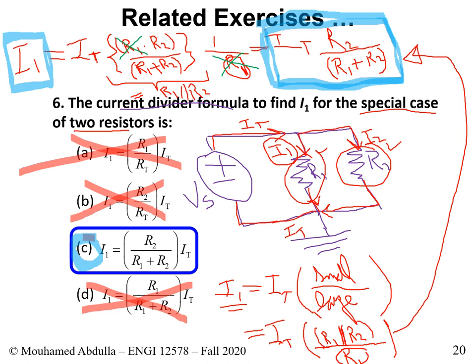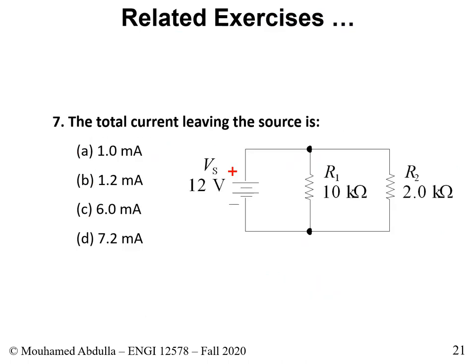Okay, Question 7. We are asking the following: what is the total current leaving the source? Let's annotate, and that should help us figure out what's going on. We have the source here, VS, 12 volts. It will have a current that leaves the source. This current will then go to resistor R1, and some part of it will go to resistor R2.